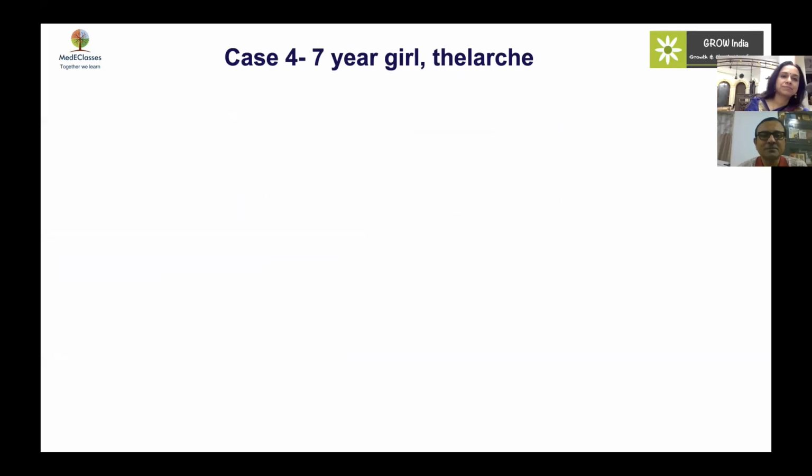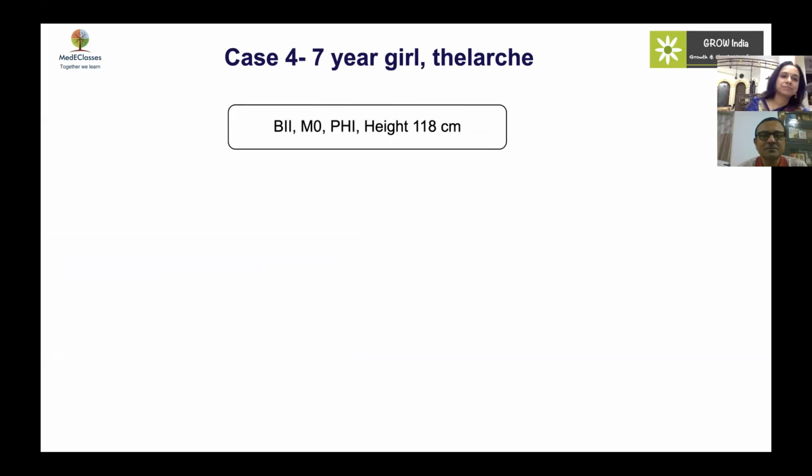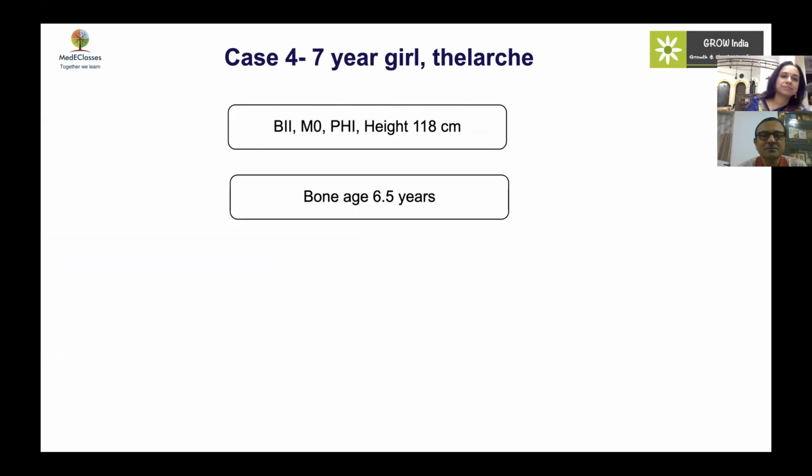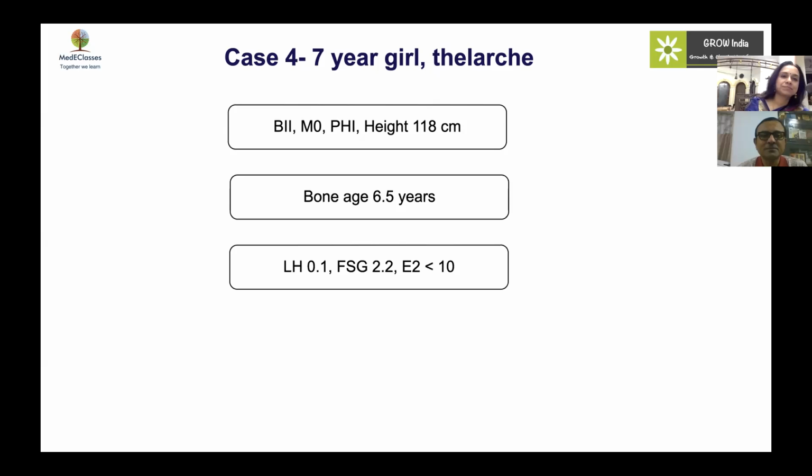Now let's go further. There's a 7-year-old girl who presented with thelarche. This is a very common presentation which we see. There was reportedly a breast stage 2. The height was normal. This girl was a plump child. The bone age was normal. The LH, FSH, and estrogen were normal. So why is this girl presenting to us with breast development apparently when there is no advancement of bone age and the hormones are normal?